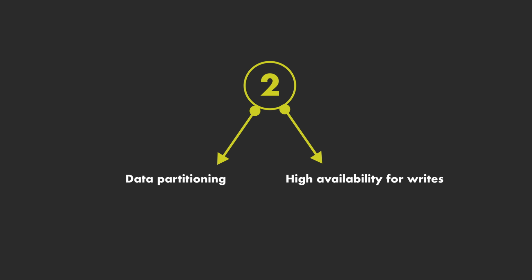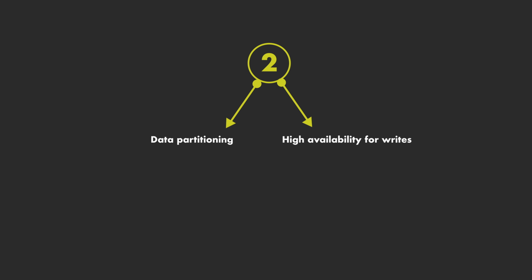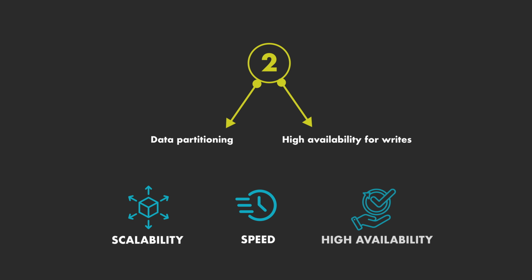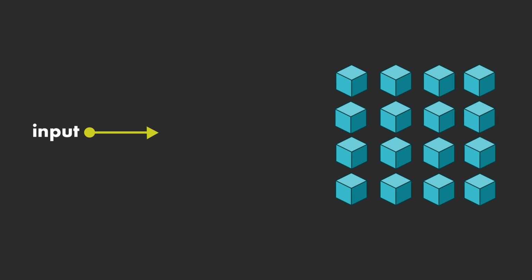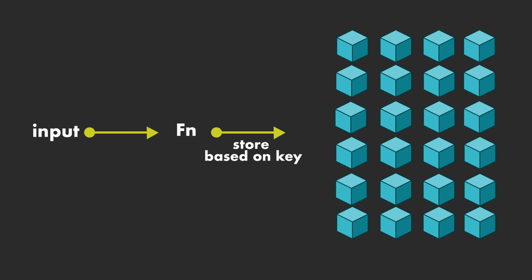In this video, we're going to focus on the two main design decisions that helped Dynamo achieve this scalability, speed, and high availability. The first one is how Dynamo partitions its data across the machines in the cluster. Dynamo uses an improved version of consistent hashing to distribute the load so that it can incrementally scale by adding more machines to the cluster. Consistent hashing is a technique that helps efficiently partition data over a large cluster of machines.